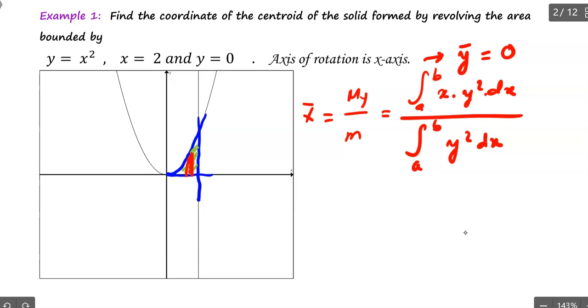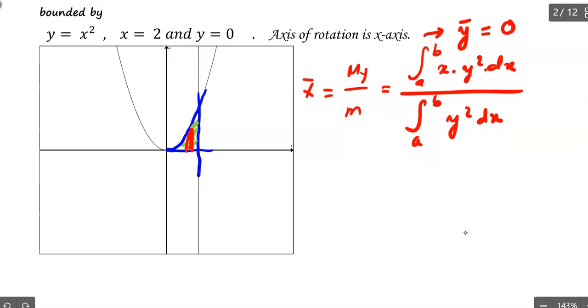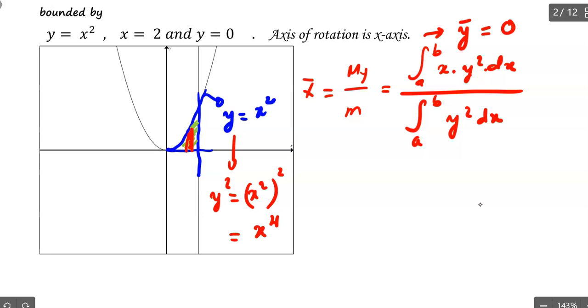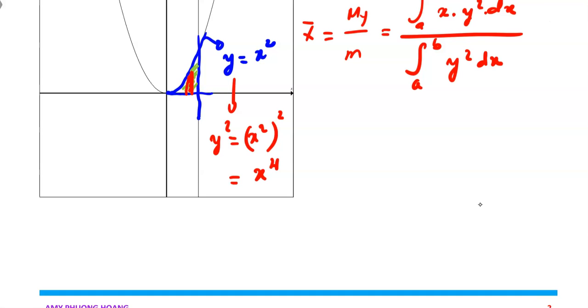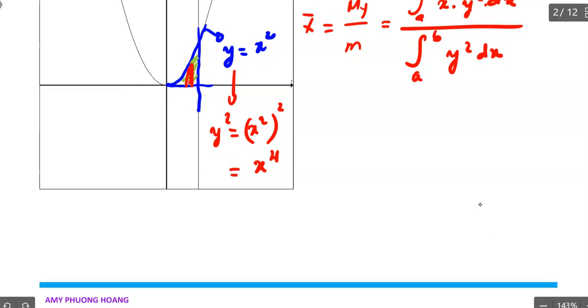Okay, so what function am I going to use in this case? Okay, so this one is y equal to x squared. Okay, the formula said that I have to have x times y squared. So what you want to do is you are going to square this y. So y squared equal to x squared, all of it squared, so we have x to the 4. Okay, so we can just find this in one step.